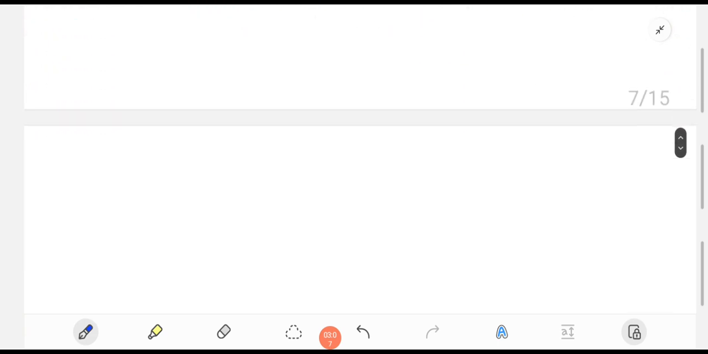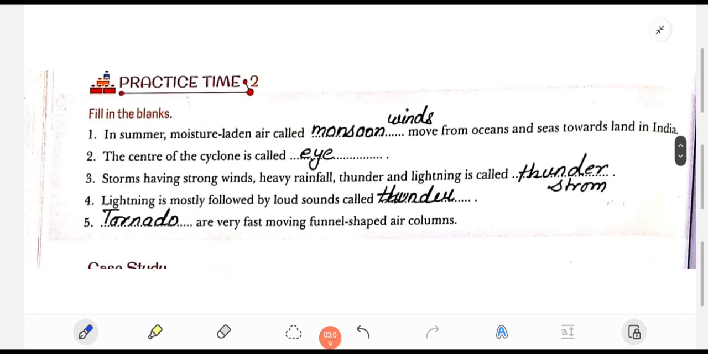Now moving to the next exercise, that is the Practice Time 2 exercise. Here we need to fill in the blanks. So the first blank is, in the summer, moisture laden air called dash move from ocean and sea towards the land in India. So monsoon winds. Then second, the center of the cyclone is called. The center part of the cyclone is known as the eye.